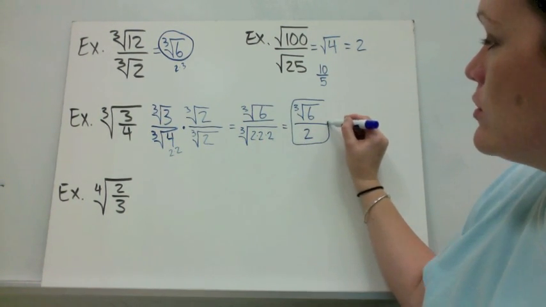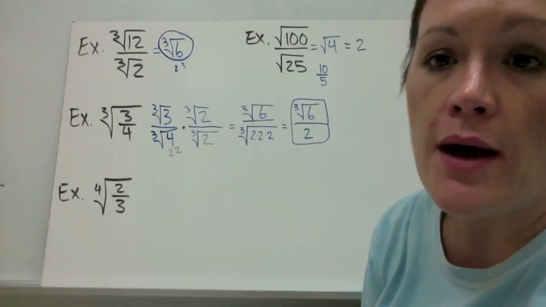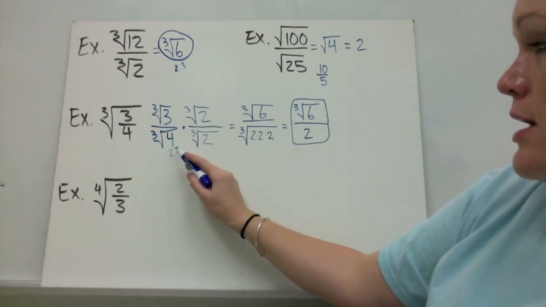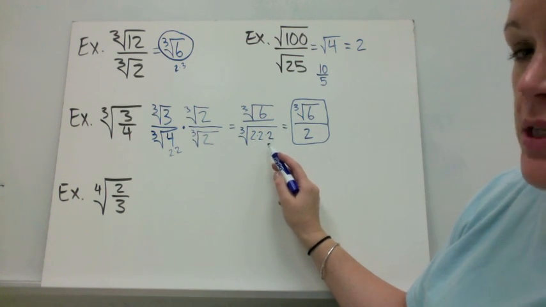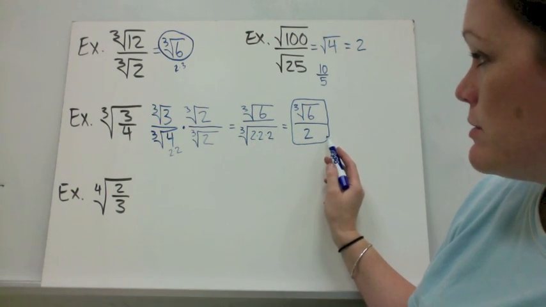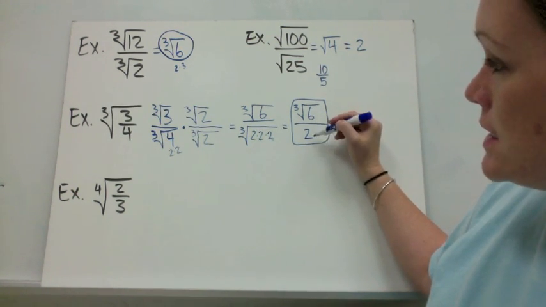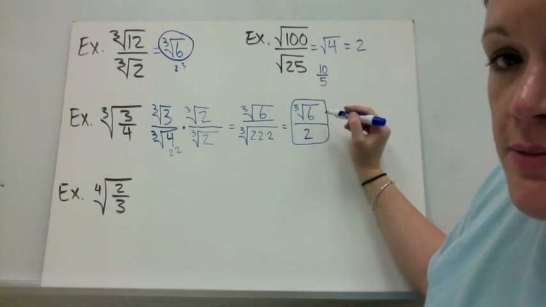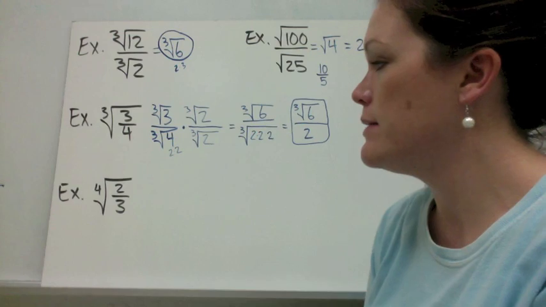So having a radical in your numerator is fine. In the denominator, not okay. So we have to rationalize the denominator and make it come out evenly. And then make sure we're simplified over here. But I can't divide 6 by 2 because 2 is not under a cube root sign. So I'm done. Let's look at example 3.